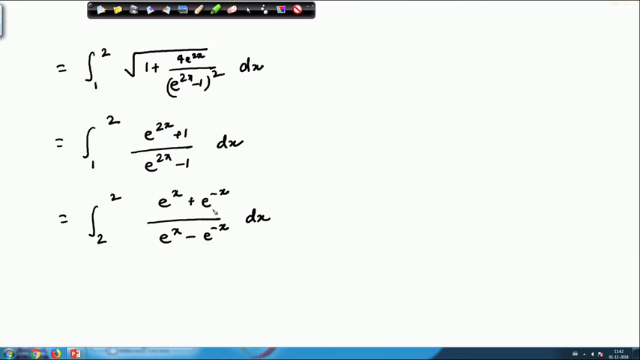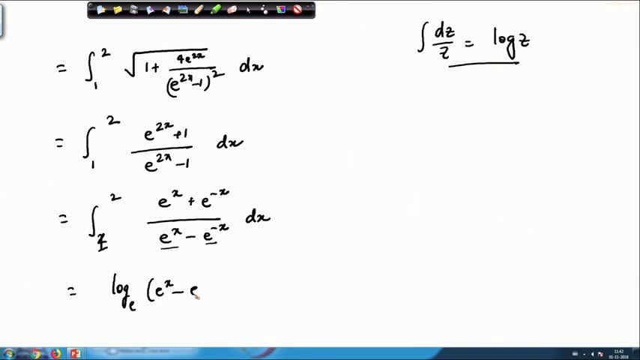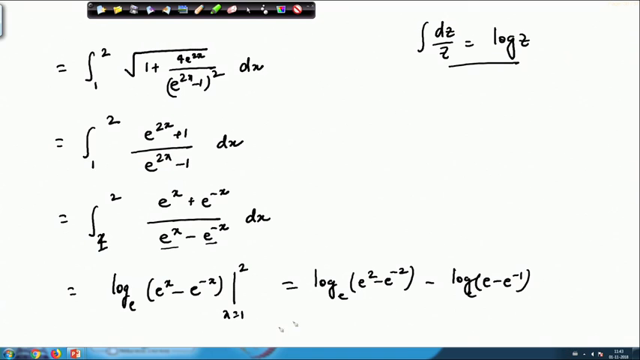Now, we see that this term here is basically the derivative of this term. So, if we substitute this denominator equals to z, then the numerator will be the derivative of this one. We know that if we have something like dz by z, we write log z. That is the formula we are using here. So, log of (e^x - e^(-x)), with x at 1 and 2, will reduce to log of (e^2 - e^(-2)) minus log of (e - e^(-1)), both with base e.